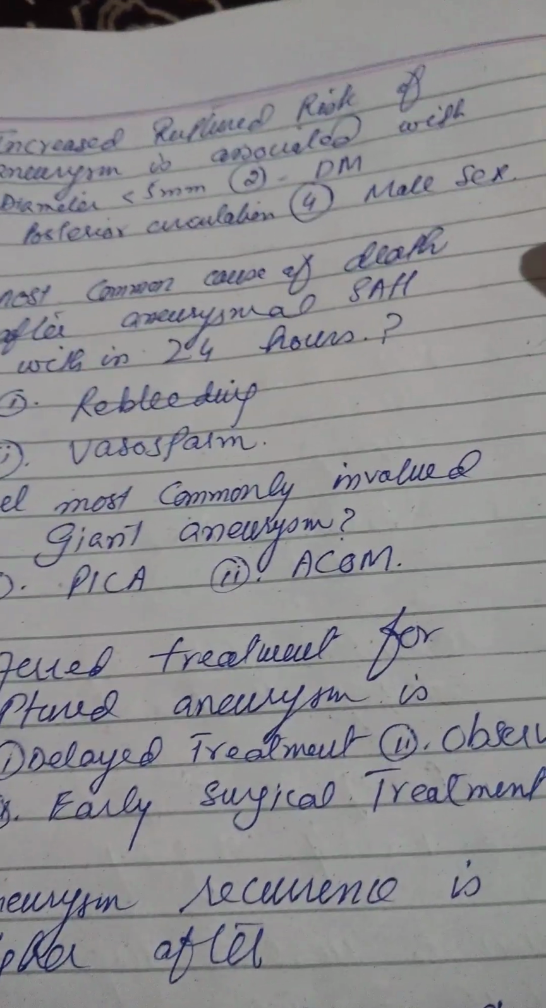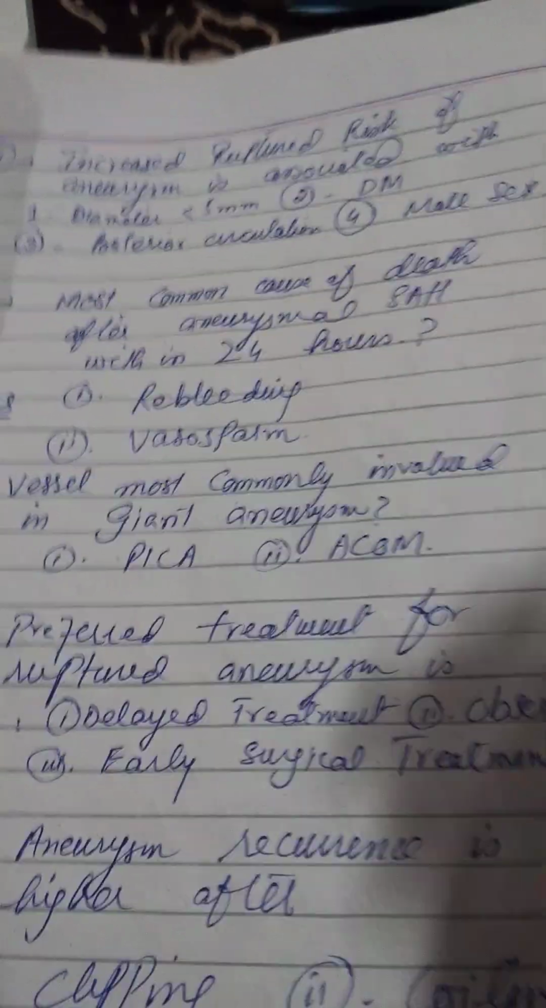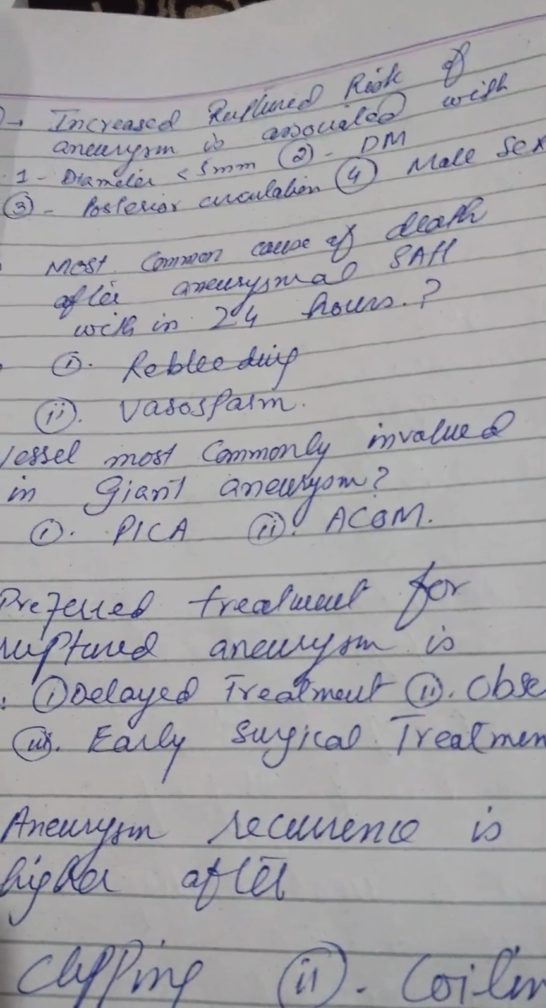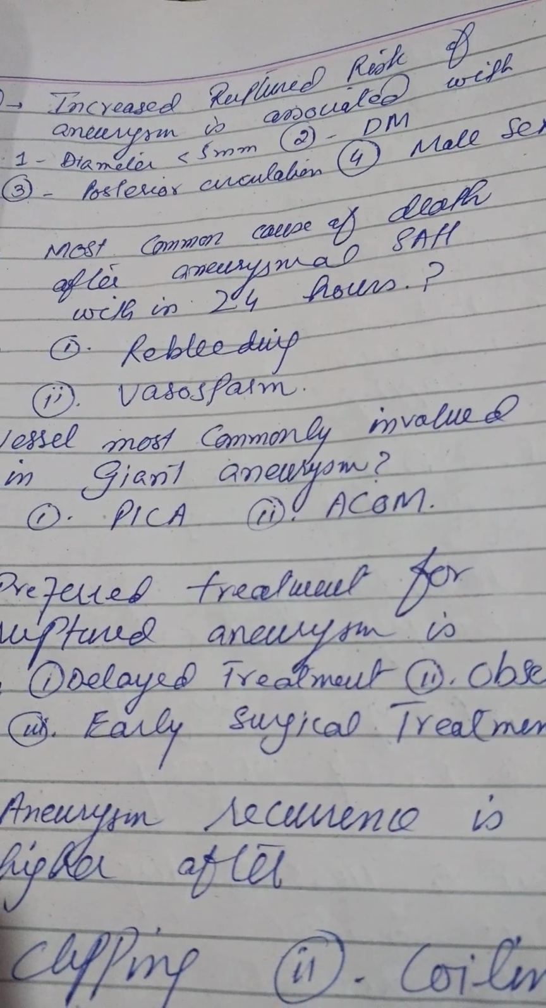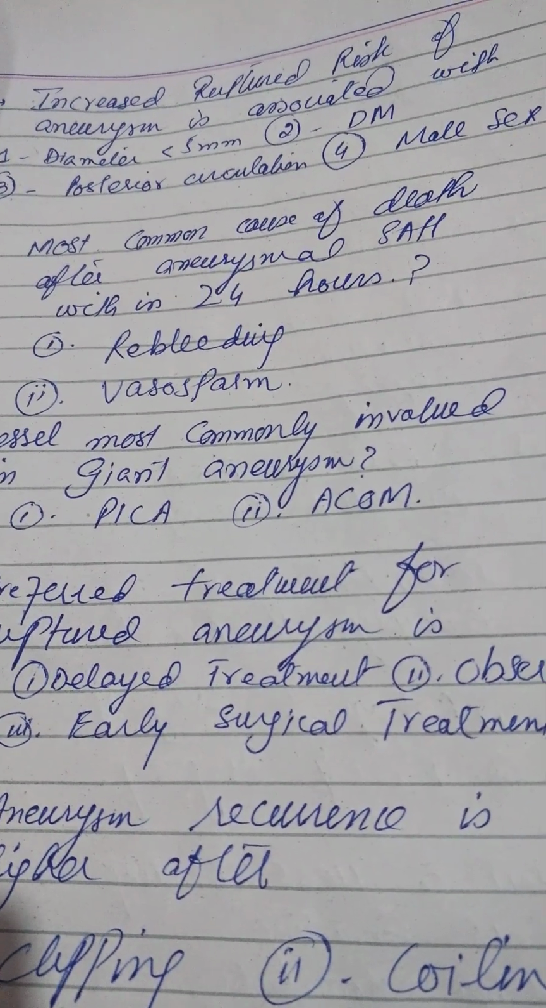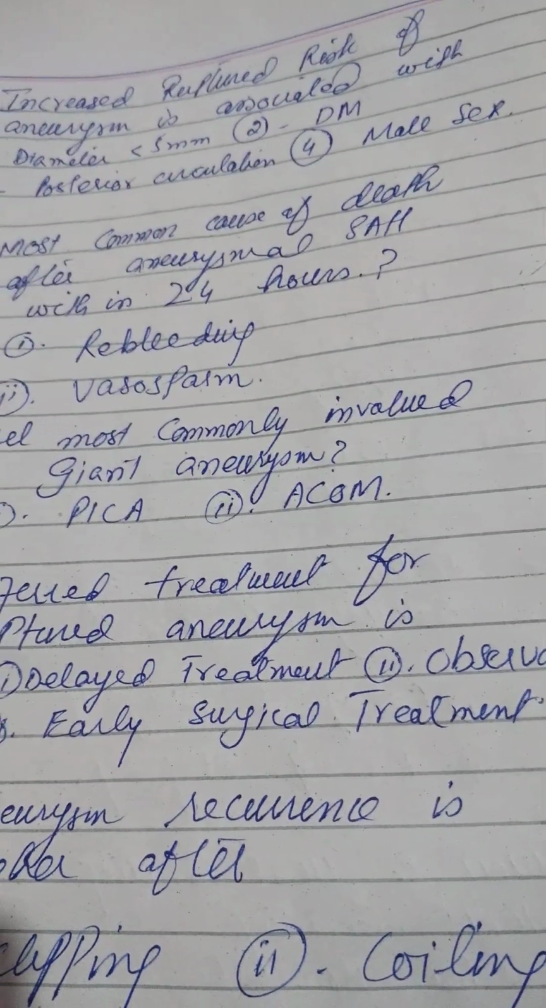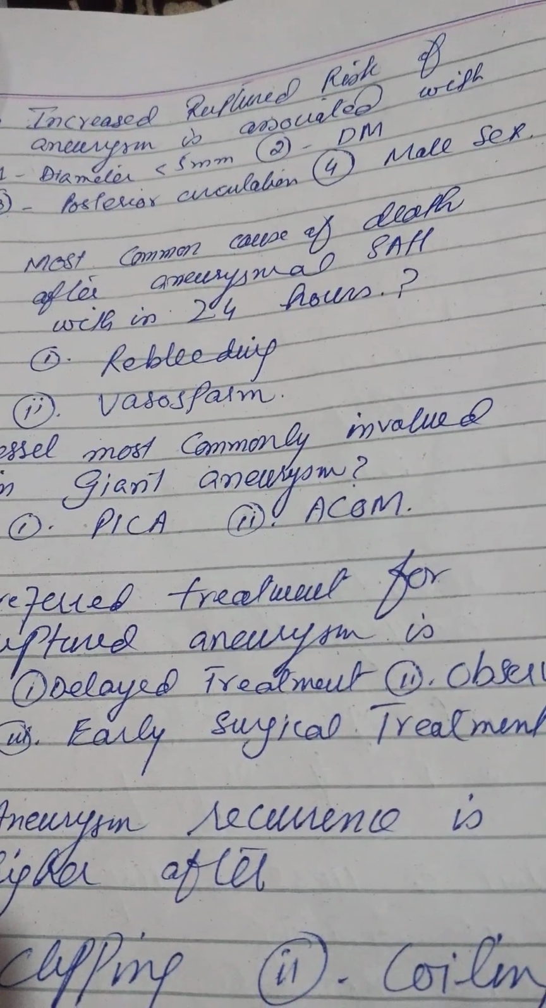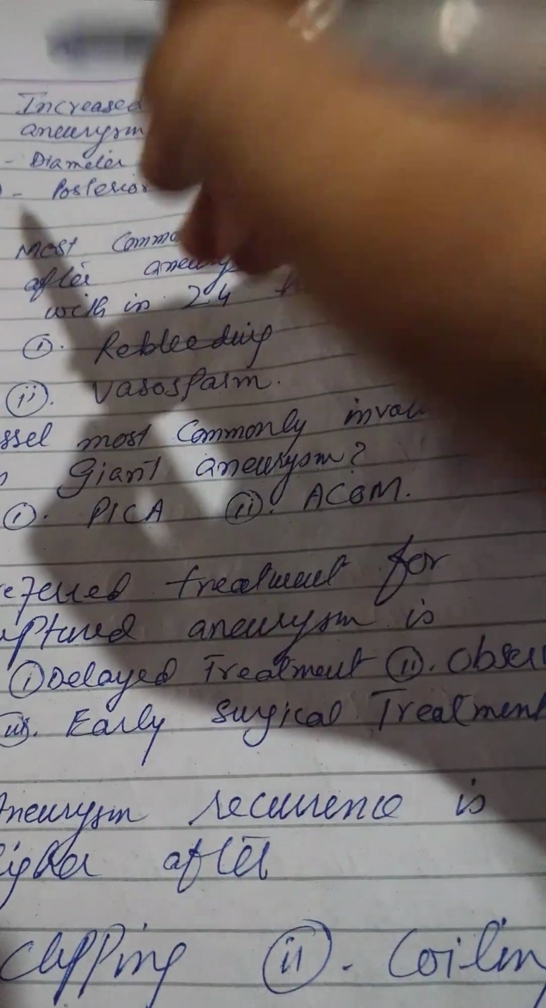On our 11th question, it's asking: increased rupture risk of an aneurysm is associated with diameter less than 5 mm, diabetes mellitus, posterior circulation, or male sex. The answer here would be posterior circulation.